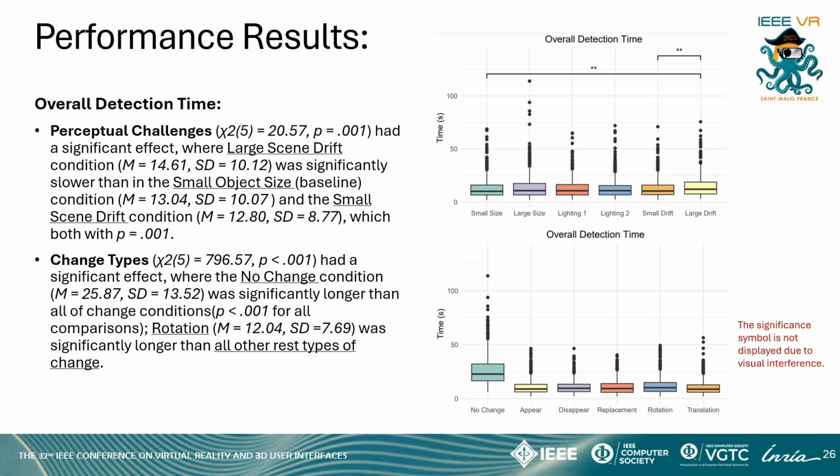Perceptual challenges had a significant effect, where the large scene drift condition was significantly slower than the baseline condition and the small scene condition. The change types had a significant effect, where the no change condition was significantly longer than all of the change conditions. Rotation was significantly longer than all the rest of the change types.